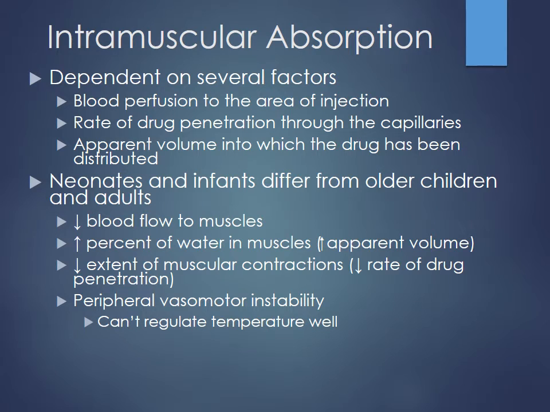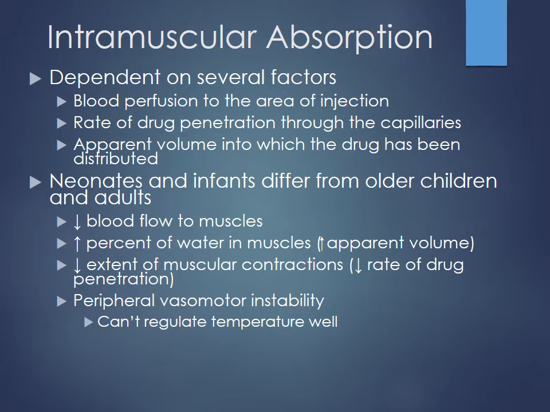So I mentioned with the intramuscular absorption, this will be dependent on the blood perfusion to the area of injection. If they're not getting good perfusion, you're not going to get really good absorption from that standpoint. And the rate of drug penetration through the capillaries can be affected by this as well. You're going to see the apparent volume into which the drug has been distributed can change as well, because, as we mentioned, especially very young kids have a high water content compared to an adult. The big bag of water comparison is apt because they are so full of water that it's going to affect the volume of distribution, especially for hydrophilic drugs. And so that can be playing a role when you inject into the intramuscular space.